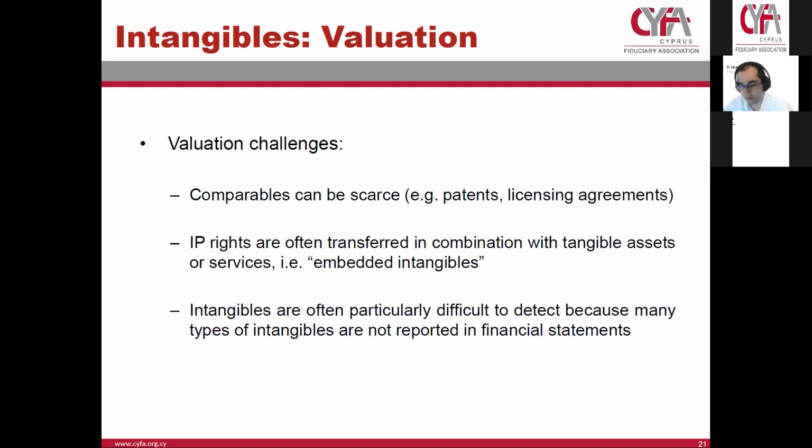And of course, IP rights are often transferred in combination with other services or goods. Those are often called embedded services, which add to the complexity of determining how much of that value is paid for the intangible and how much is paid for the service or the transfer of goods. Highly complex matters. And lastly, intangibles are even difficult to identify.